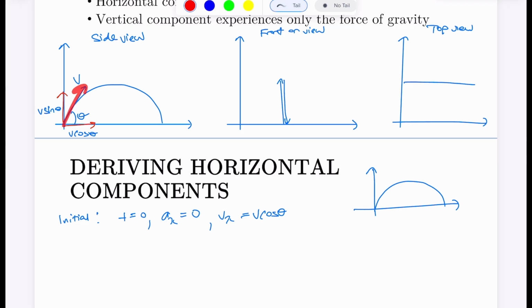So we give it some initial velocity and we launch it at some angle. Let's just say it's theta in this case. And if you think back to vectors, we can split this into a horizontal and a vertical component just by using trig. The horizontal component will be v cos theta, and the vertical component will be v sine theta.